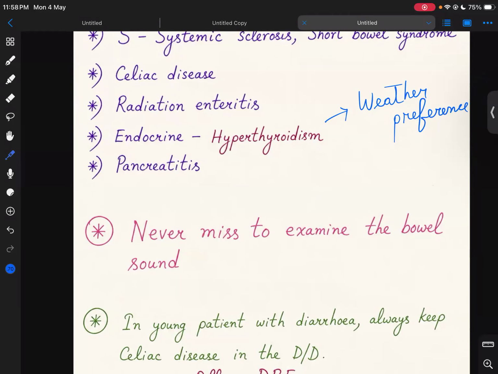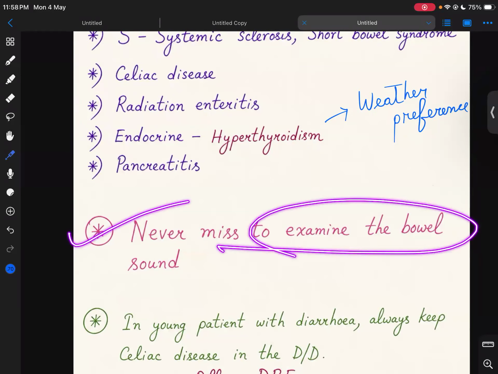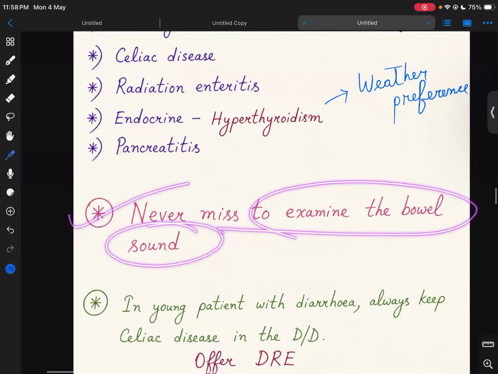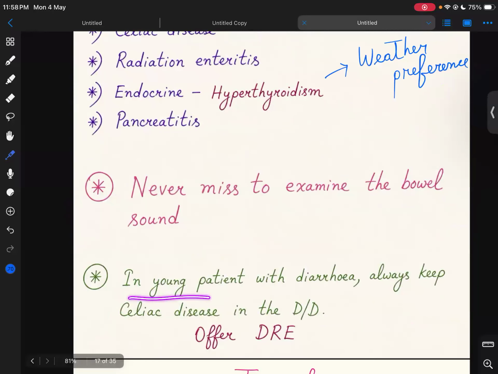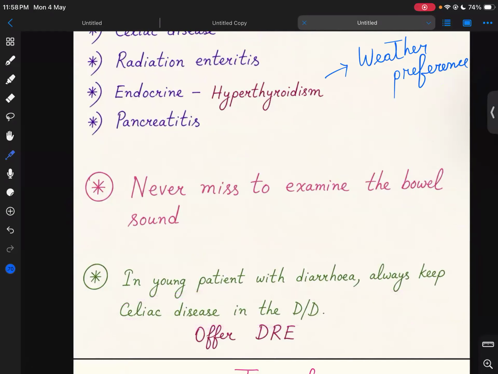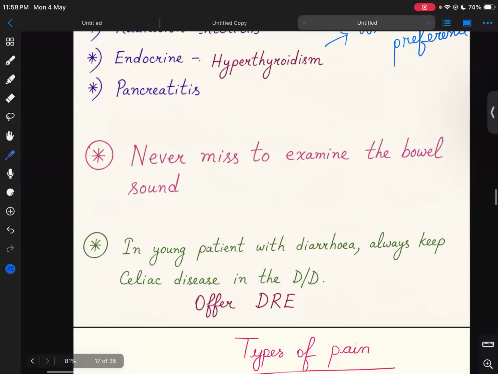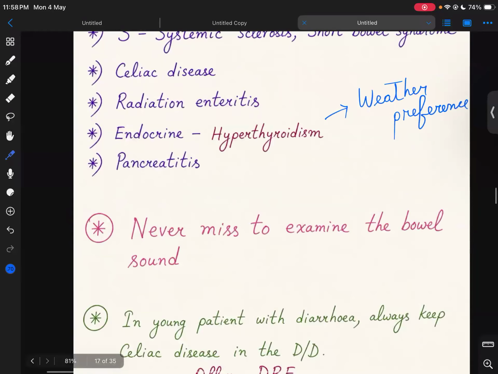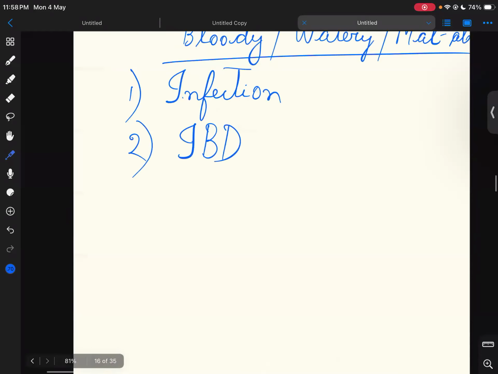And my request is again, never forget to examine the bowel sound. Also, in a young patient with diarrhea, always keep celiac disease in the differential diagnosis in case of chronic diarrhea, and offer digital rectal examination at the end. So that's all for diarrhea, loose motion.